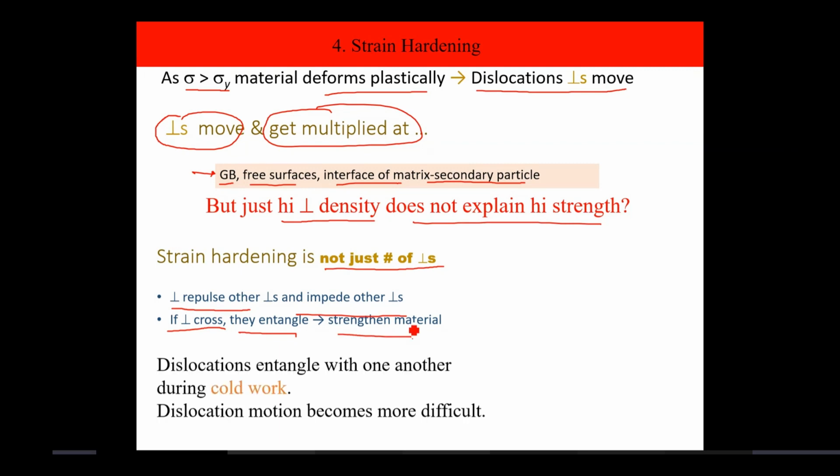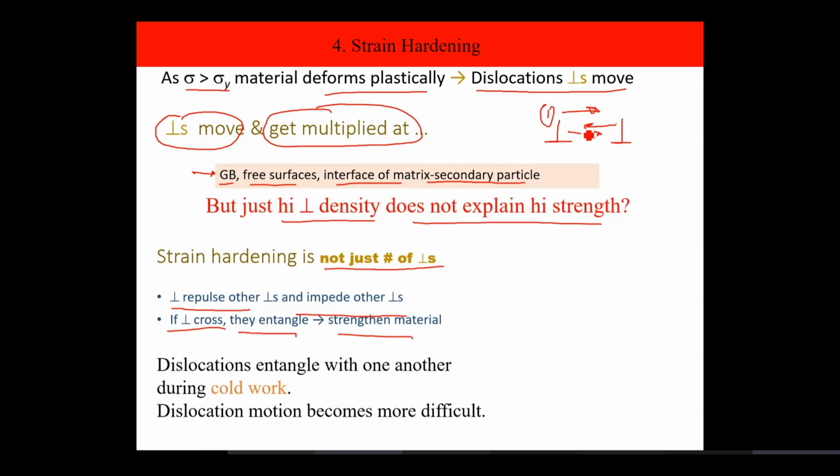If one dislocation is moving in this direction, and there is another dislocation present over here, it would repel, it would basically create a back stress and resist the motion of this dislocation in this direction.